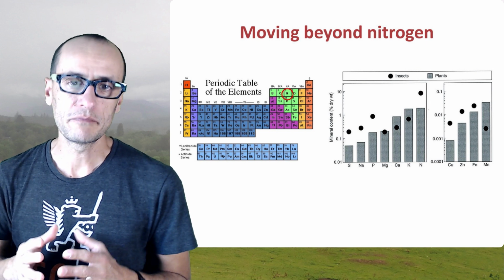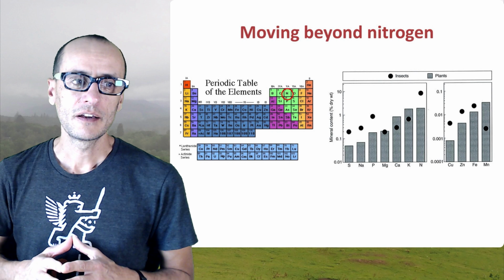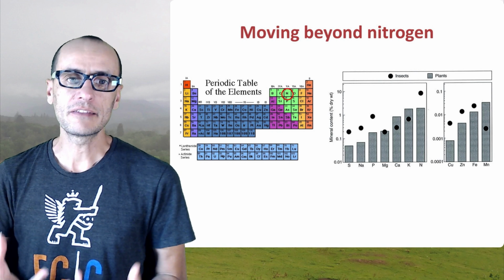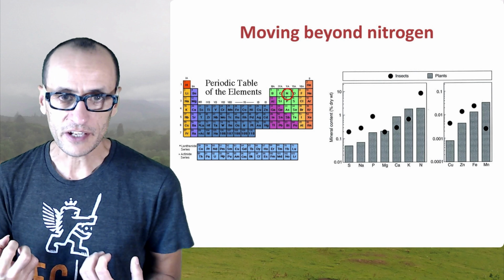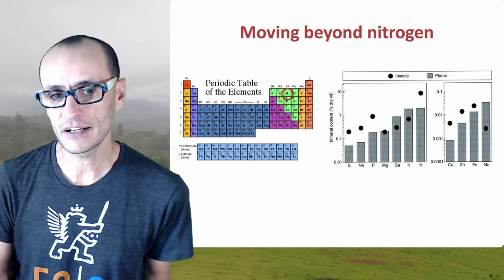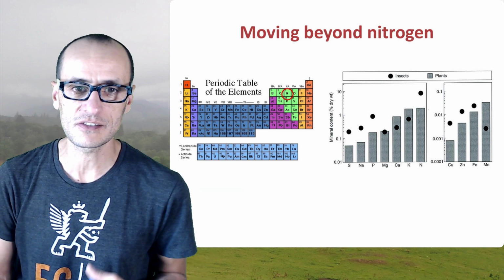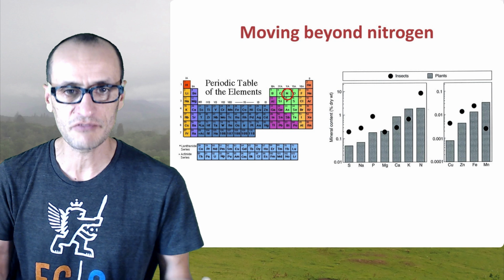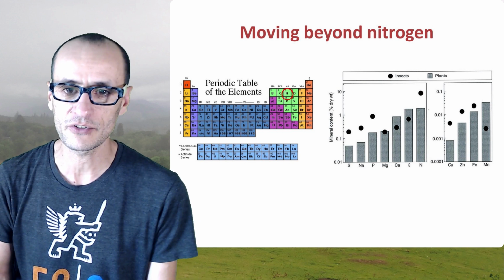So now we're going to move beyond nitrogen. Nitrogen is not the only element that in insects is enriched. It's higher relative to the plants that they eat. And I'm focusing on plants really because this is what the majority of insects do, and they form the resource base for many other things.